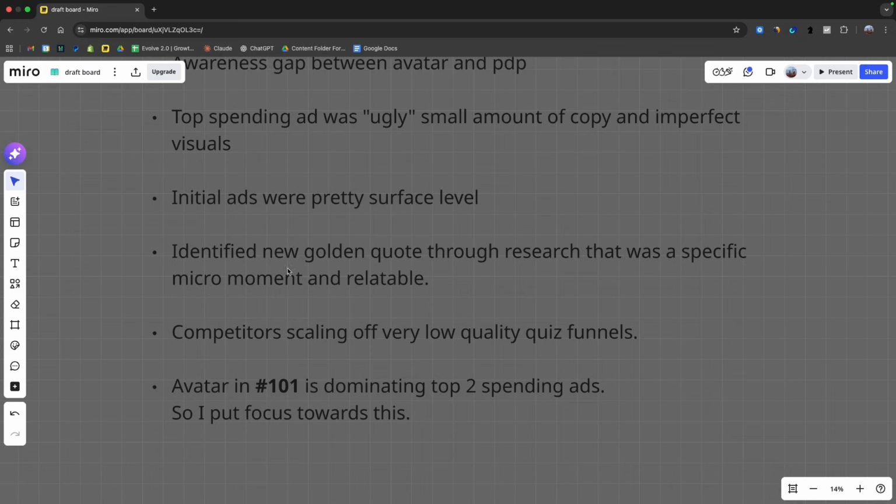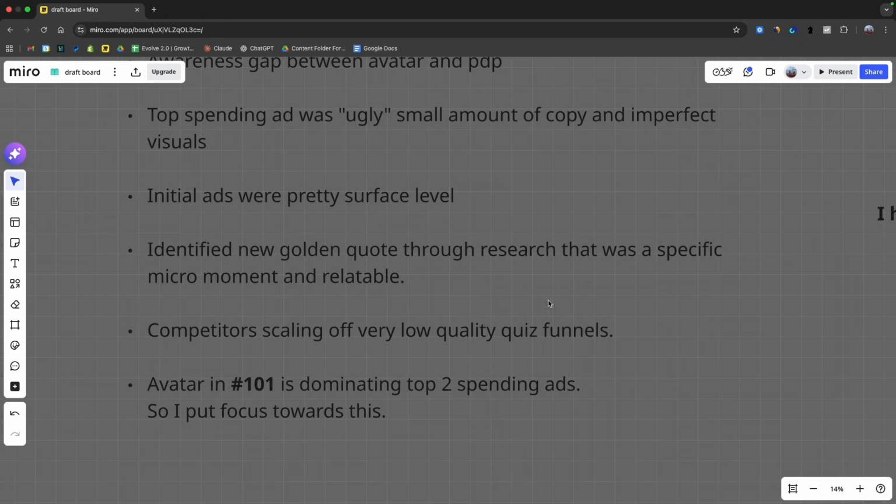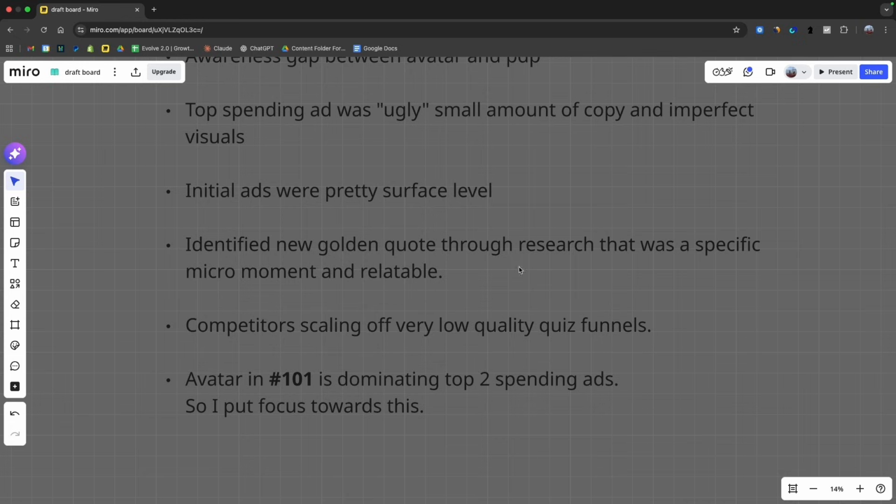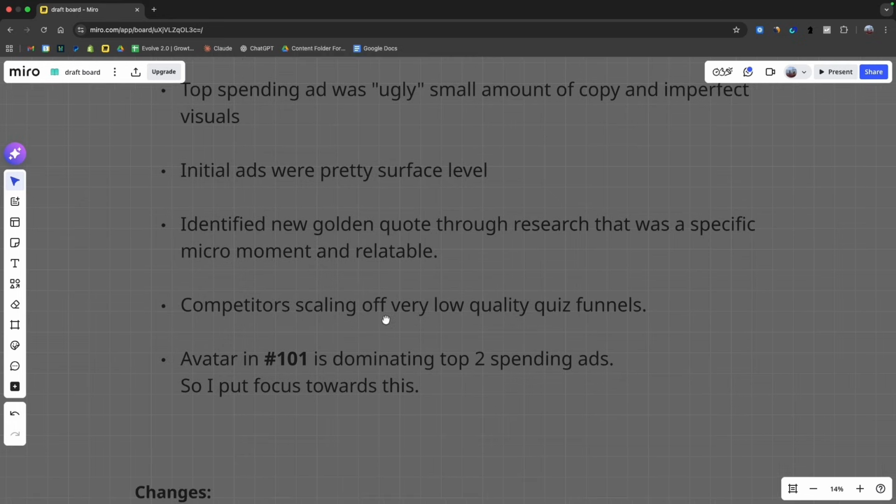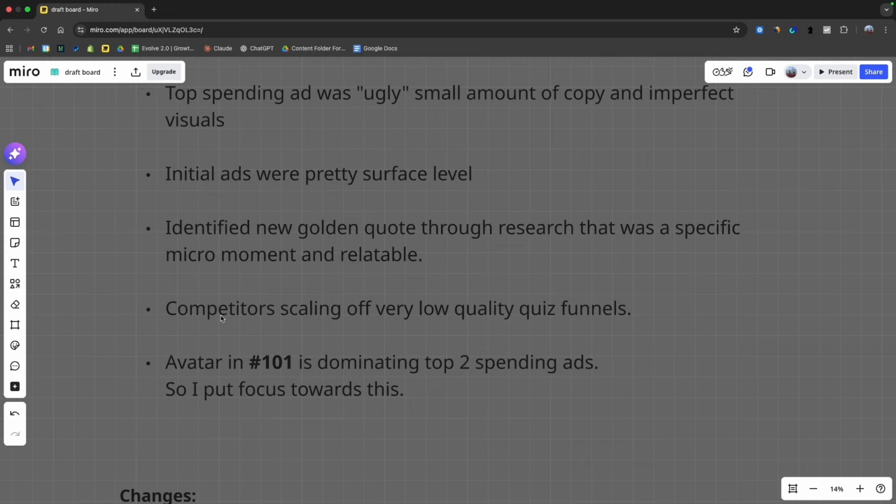So another important thing during these 3 days is I am doing so much customer research. I'm going through everything, really trying to pull out new golden quotes and get as much insight into the customer's pain points as I possibly can. So you can see here I identified a new golden quote through research. And this golden quote was more tied to a specific micro moment that was very relatable, getting a lot of engagement, and it was consistent through TikTok, Reddit, and all the other research platforms. So I decided to map that down.